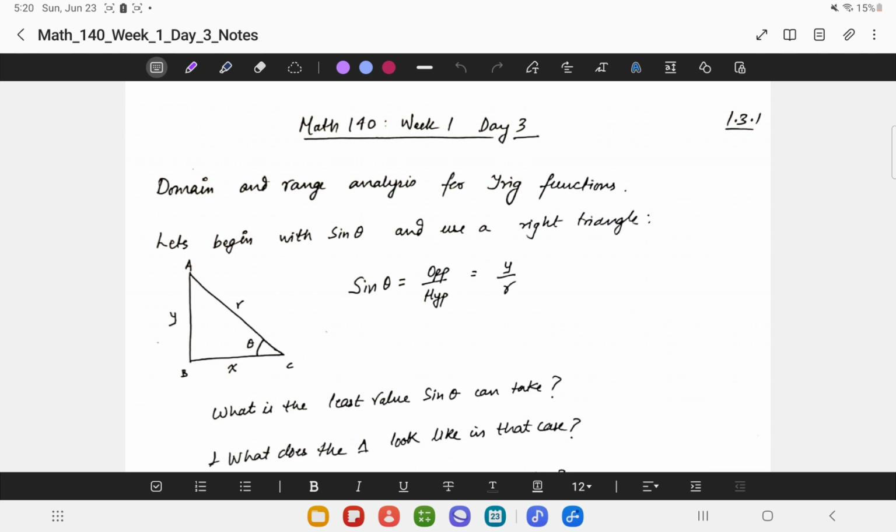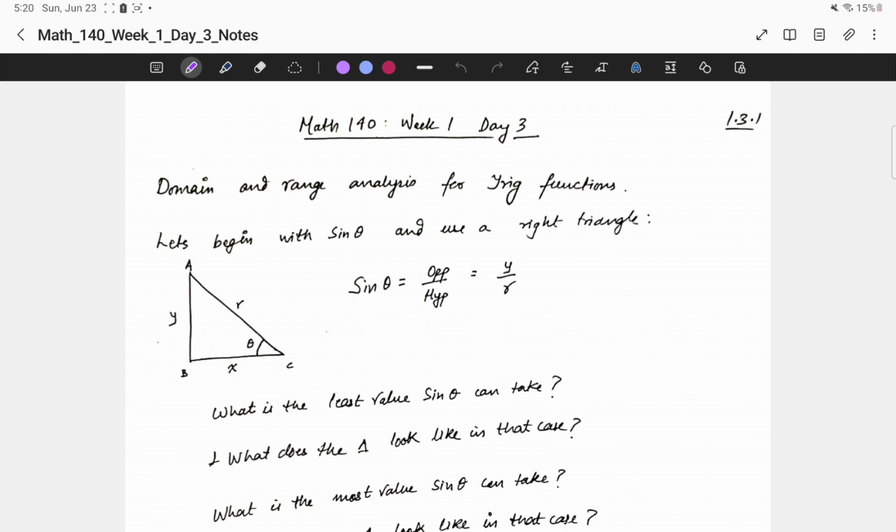So we ended by drawing a parallel between our development of trig ratios from triangles into trig functions. So the next natural thing is to ask about domains and ranges of these functions. Now recall, domain is a set of valid inputs or x values, and range is the set of corresponding valid outputs or the y values. So let's do an analysis of sine theta.